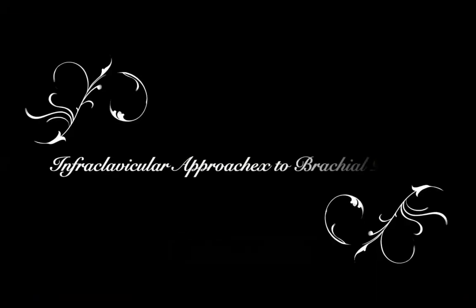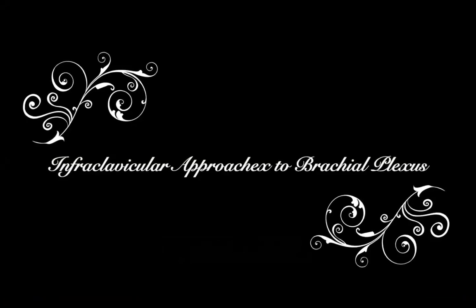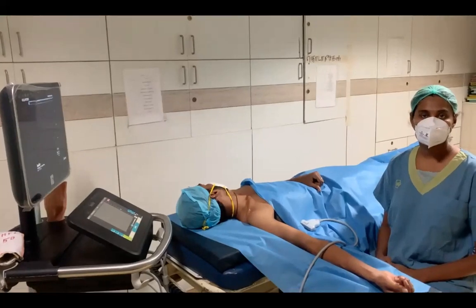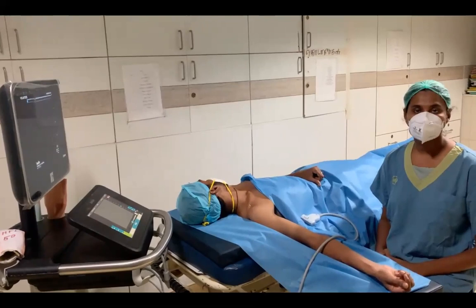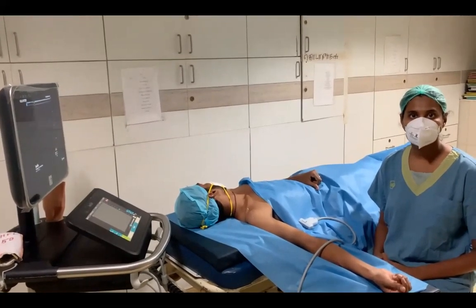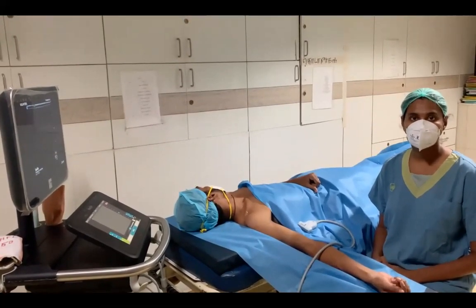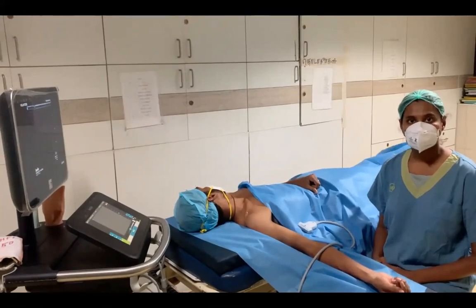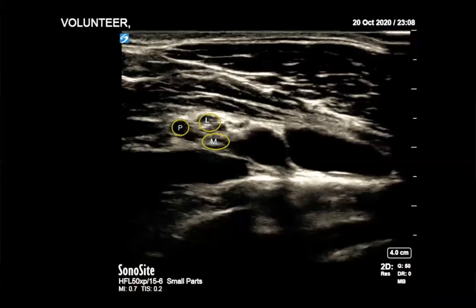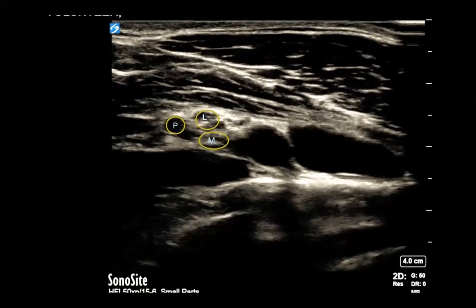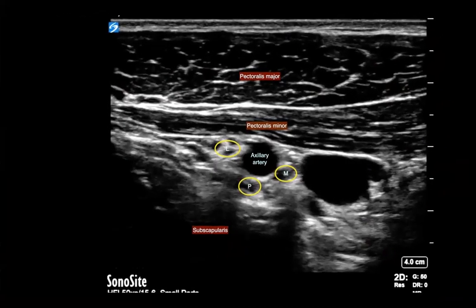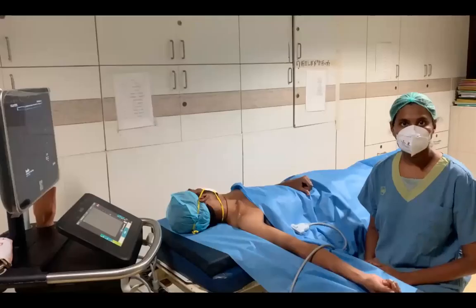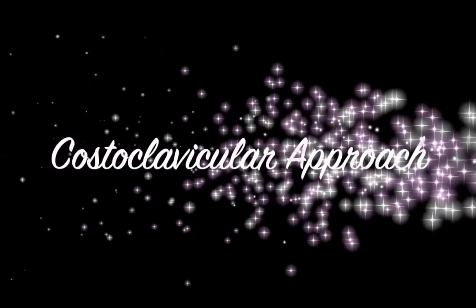Today, I'll be demonstrating on a volunteer two infraclavicular approaches to block the brachial plexus, that is, the costoclavicular approach and the lateral infraclavicular approach. As my colleague has already discussed in his anatomical description, our targets in these approaches are the cords. The difference between the approaches is that the cords are clustered together lateral to the axillary artery and vein in the costoclavicular space, whereas they radiate around the artery in the lateral infraclavicular approach. First, we'll look at the costoclavicular approach.